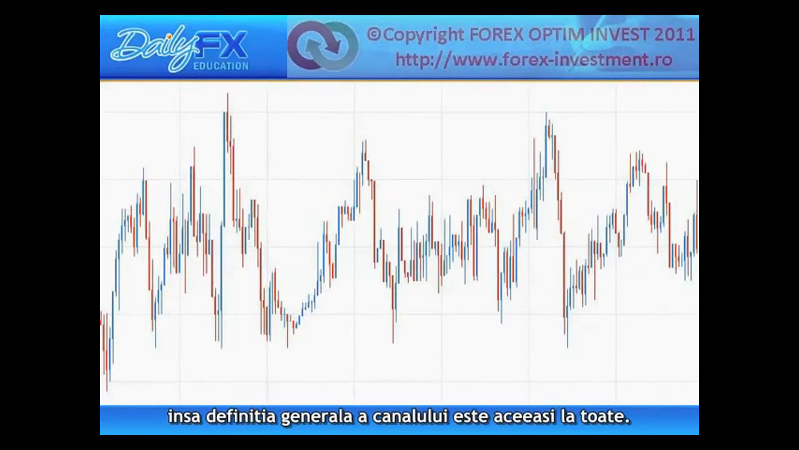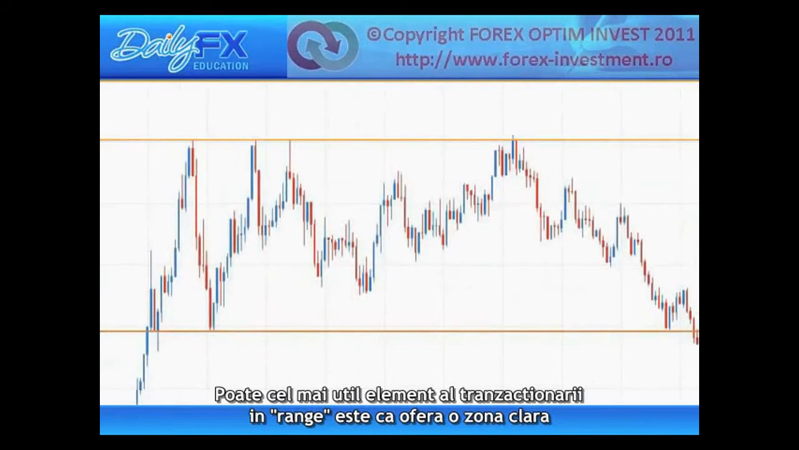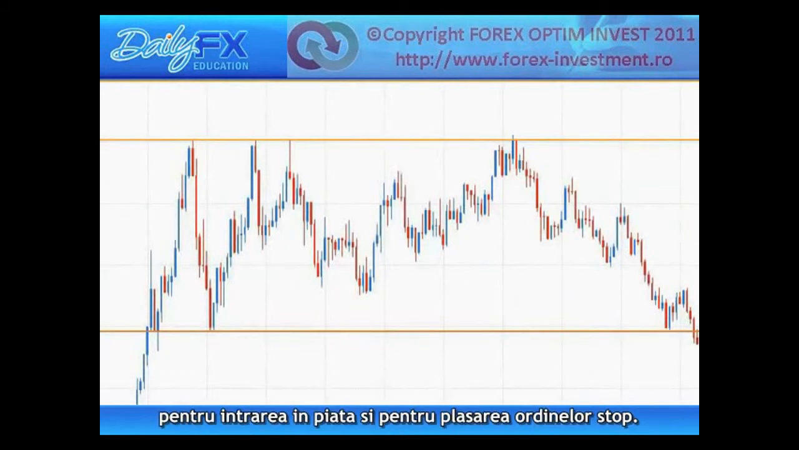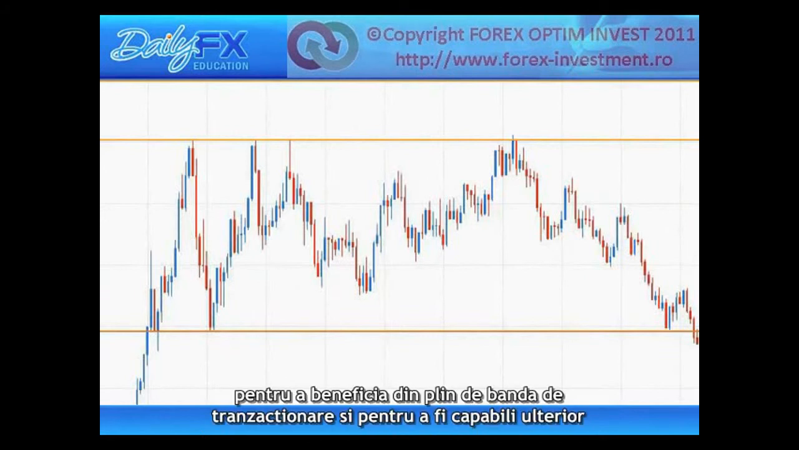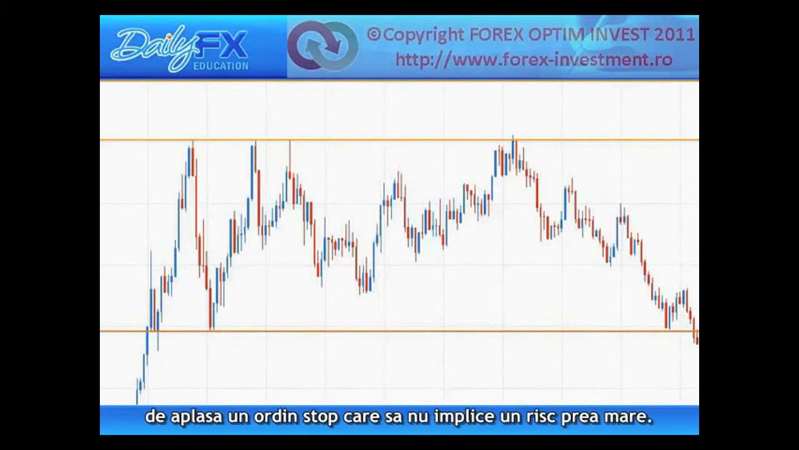the same throughout. Perhaps the most useful element of the range trade is that it offers a clear area to enter the market and to place stops. Let's begin with analyzing where to enter the market. Optimally, we want to find an entry as close to support and resistance as possible to take full advantage of the trading band while further being able to place a stop that does not involve too much risk.